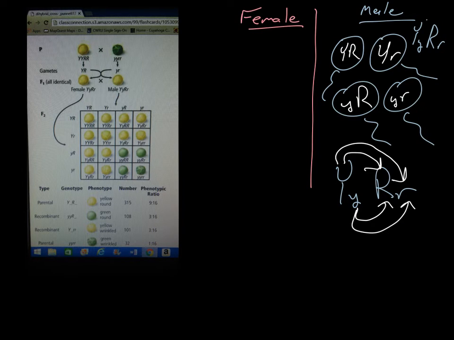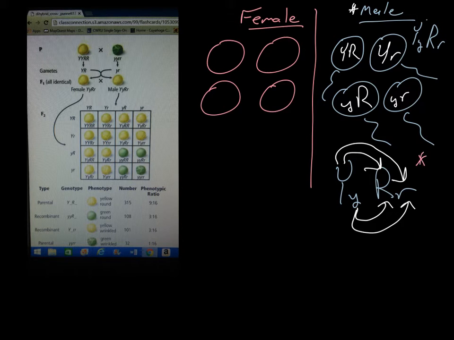So there's your 4 possible gametes that this male could make. The female, again, if it were in humans, you'd have 4 possibilities. You don't know which one that egg is going to be. Using the same method, because it's also heterozygous, would be big Y, big R, and big Y, little r, and little y, big R, and little y, little r.